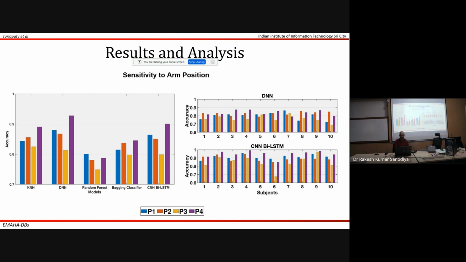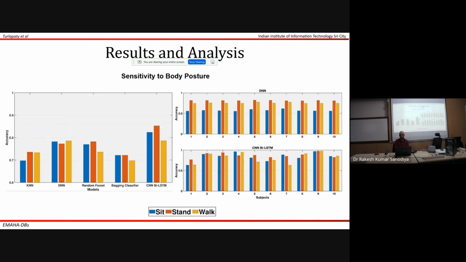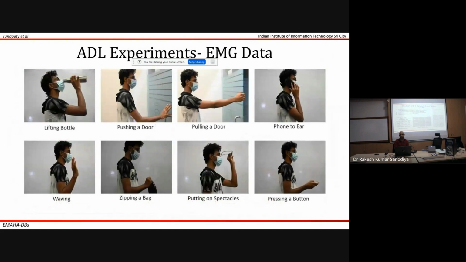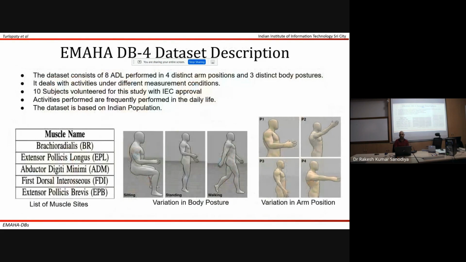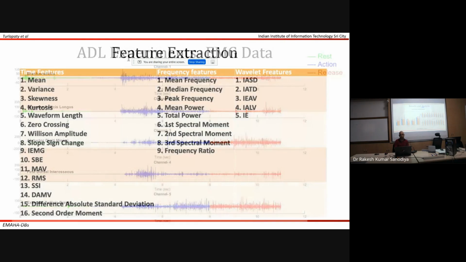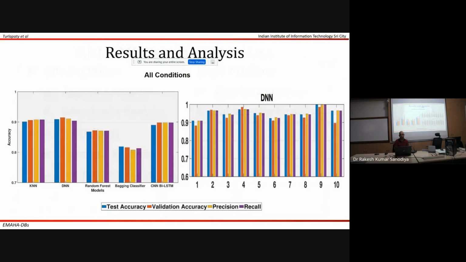But again, P3, that is the position in which the arm is nearly vertical and parallel to the body, is more difficult. If you look at the arm positions figure, you clearly see that P3 is different when compared to P1, P2 and P4, right? So the performance of P3 in terms of classification is also slightly lower.